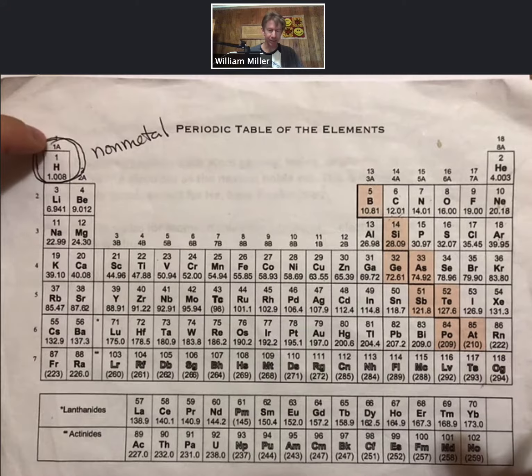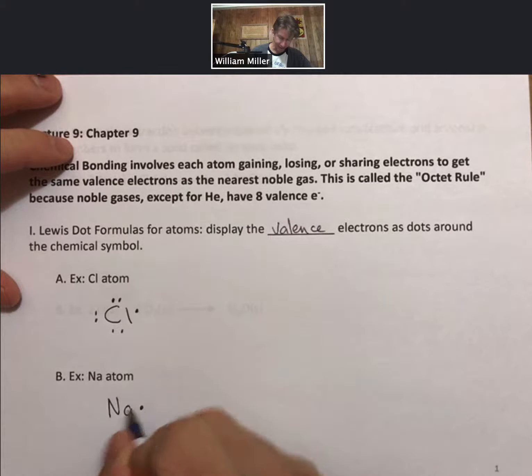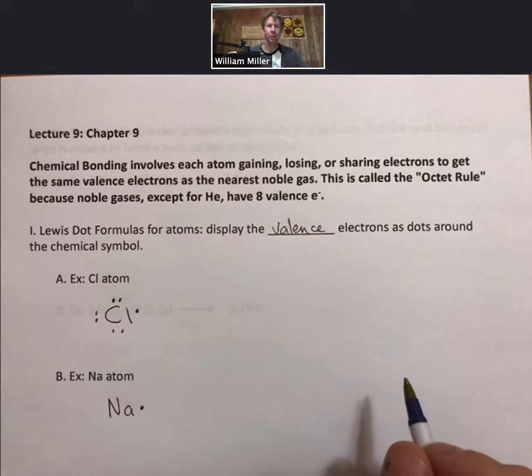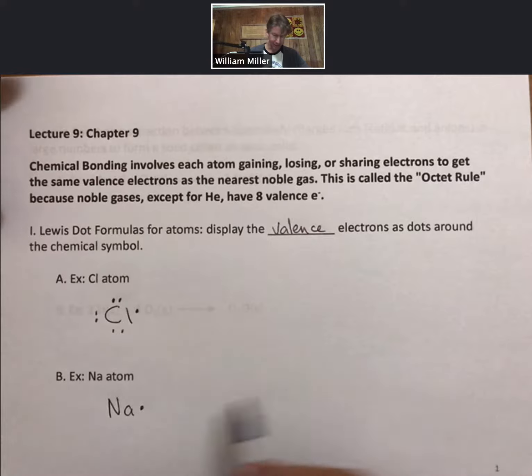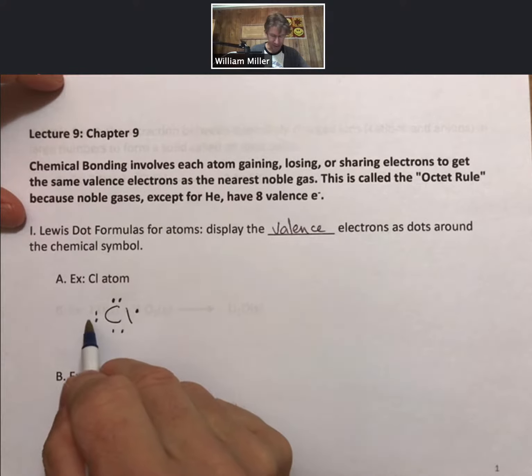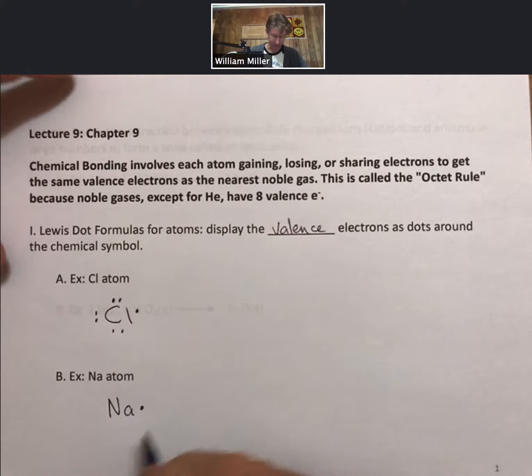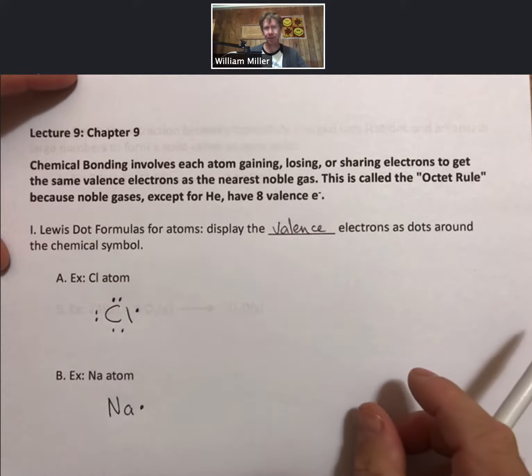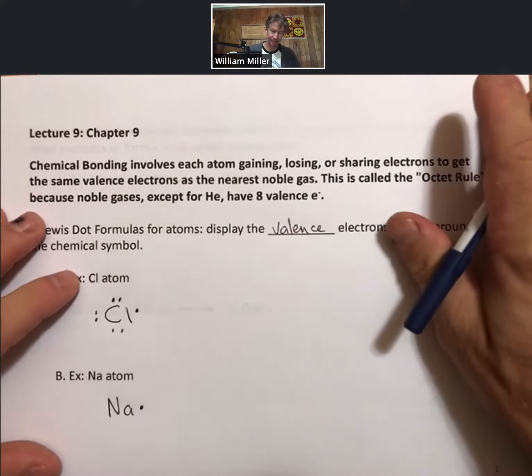Sodium atom, chemical symbol Na, is in group 1, and group 1 has 1 valence electron. It doesn't matter which side you put it on, though we will tend to put them on the north, south, west, and east sides. So these are what are called Lewis dot formulas, and those are for atoms.